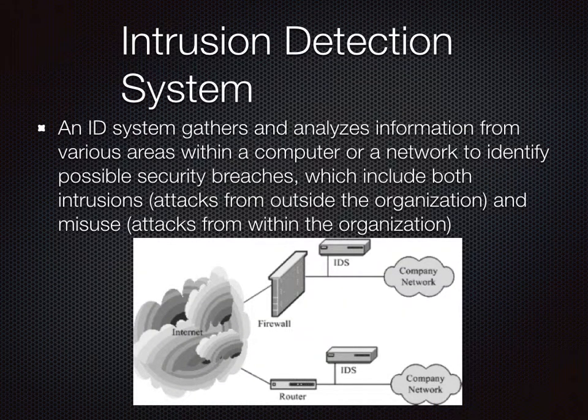The intrusion detection system. An ID system gathers and analyzes information from various areas within a computer or a network to identify possible security breaches, which can include both intrusions, attacks from outside the organization, and misuse, which are attacks from within the organization. ID uses vulnerability assessment, sometimes referred to as scanning, which is a technology developed to assess the security of a computer system or network.